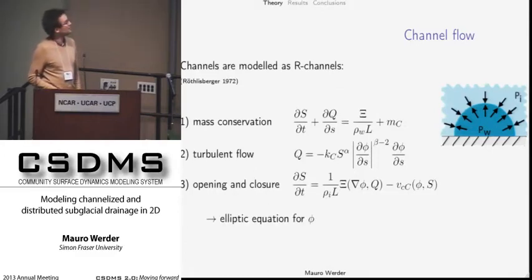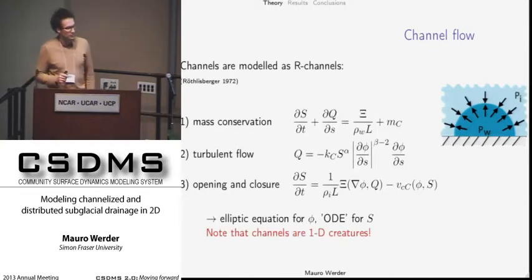And again, combining these three, we get an elliptic equation for the hydraulic potential and an ODE for the drainage space evolution, the channel cross-sectional area. And the important thing to note is that these are one-dimensional creatures, these channels.